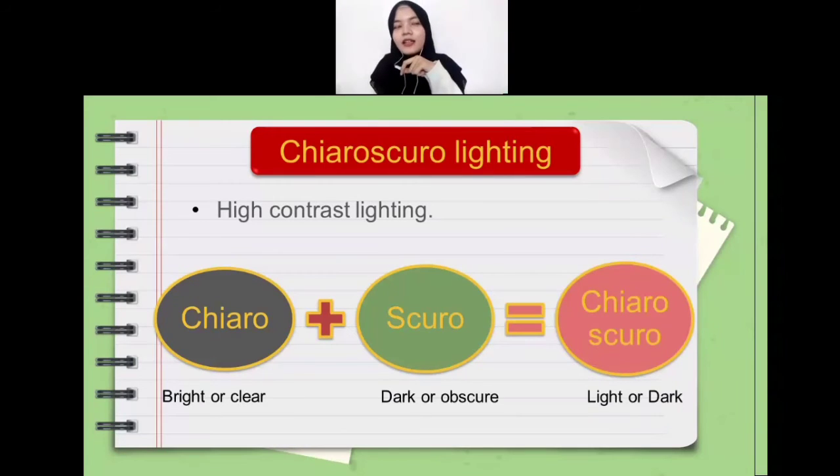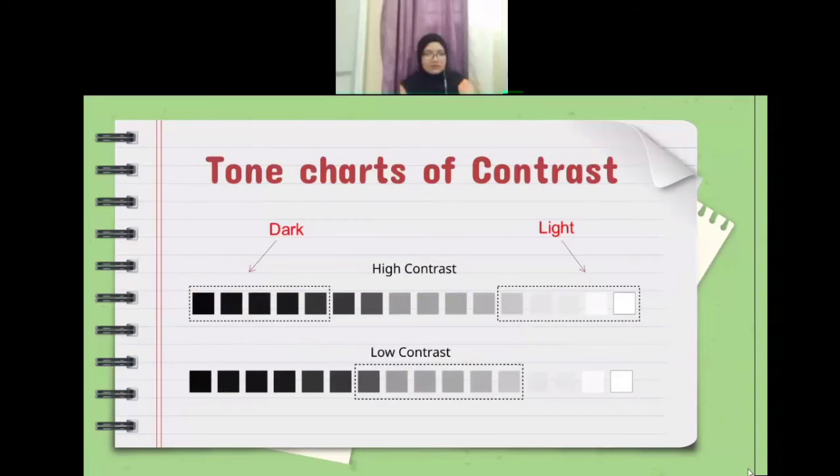So next, the opposite of flat lighting is called chiaroscuro lighting. If flat lighting uses low contrast, chiaroscuro lighting uses high contrast. Chiaroscuro comes from an Italian term, where chiaro means bright or clear, and scuro means dark or obscure. So that's why it becomes chiaroscuro, which means light or dark.